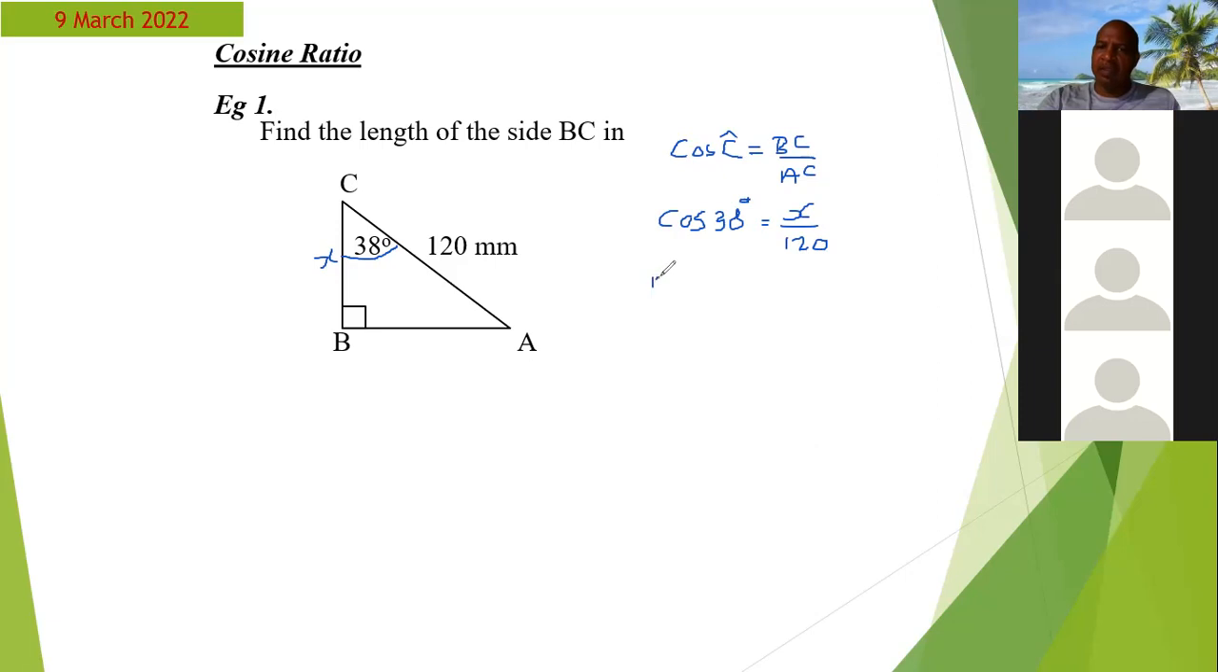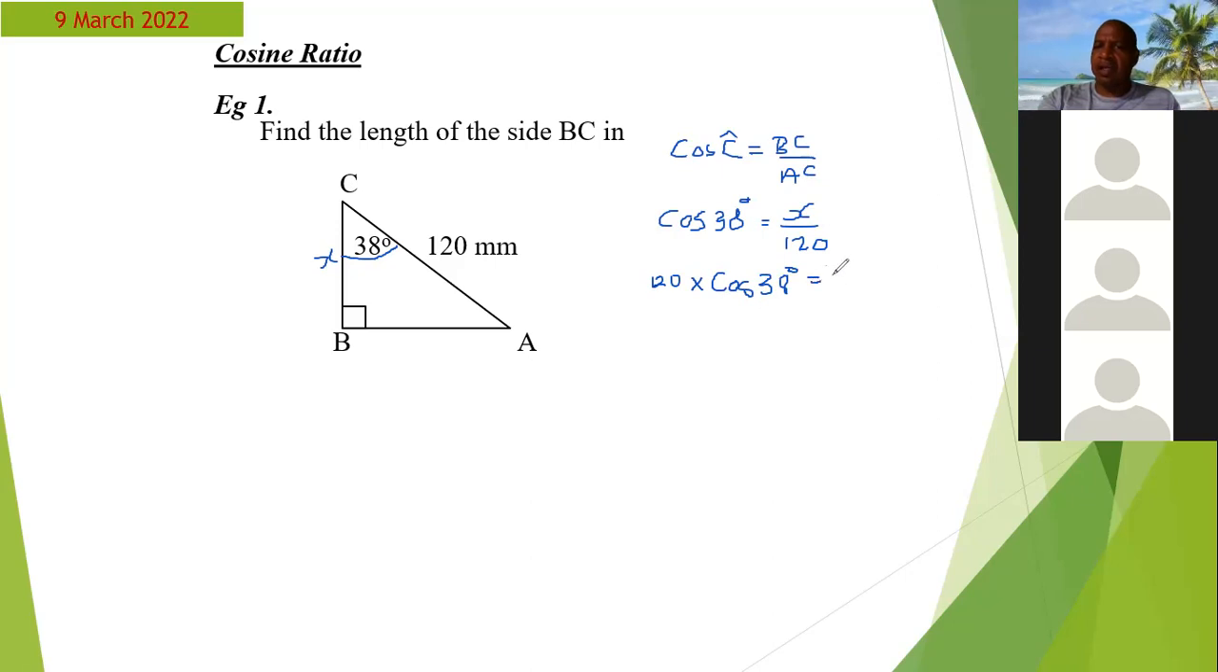So we would have 120 times cos of 38 is equal to X.